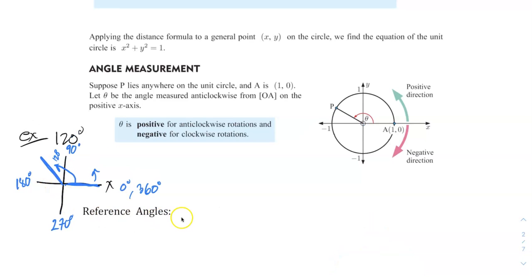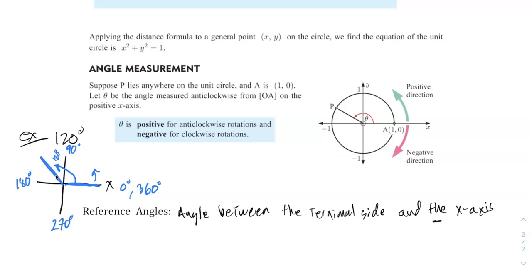Now let's talk about reference angles. Reference angles are just the angle between what we call the terminal side, like our angle here, that's called the terminal side, of our angle and the x-axis. X-axis being the key. We're always going to go to the x-axis. When we draw a picture like this, here's our angle. This is the terminal side. We're always going to go down to the x-axis to make a right angle. And then this right here will be our reference angle.